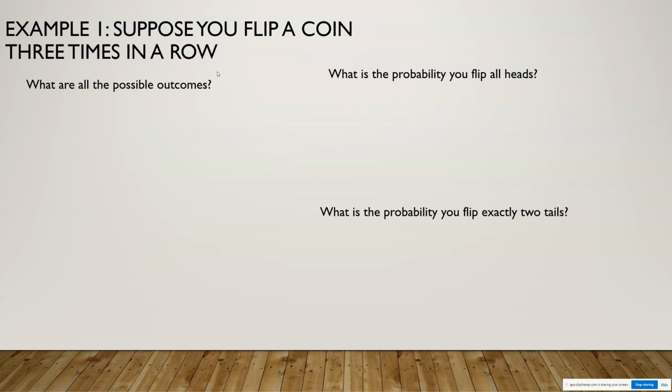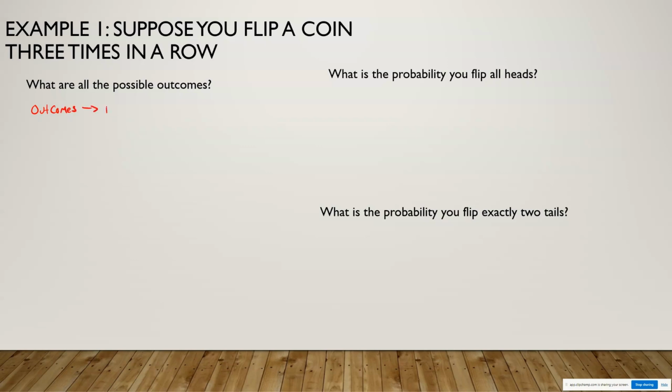Okay, here's the first one. Suppose you flip a coin 3 times in a row, and then you're going to record your results. First off, it says how many possible outcomes are there? And this is how I'm going to show the outcomes.